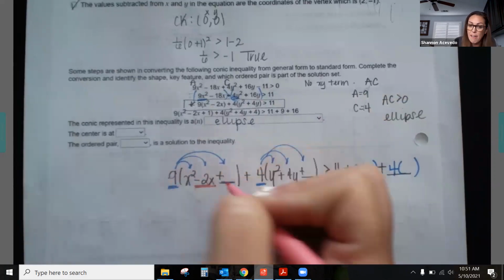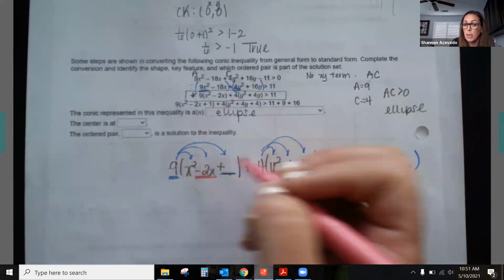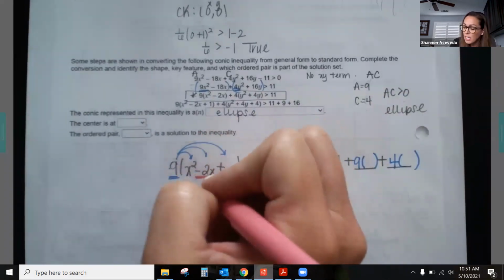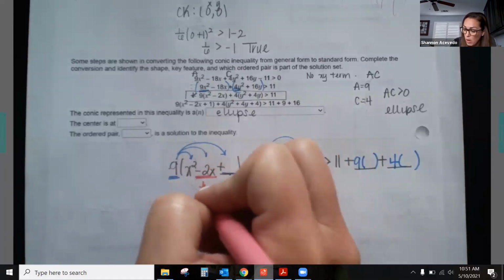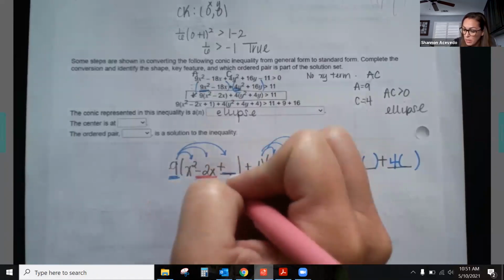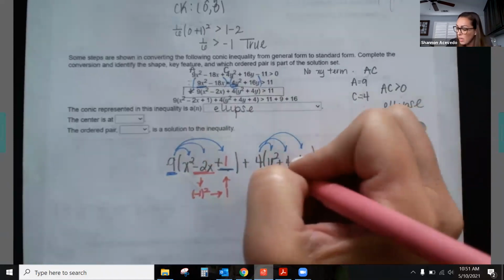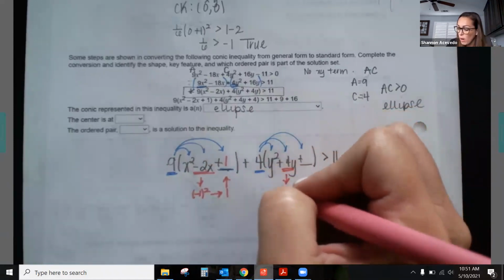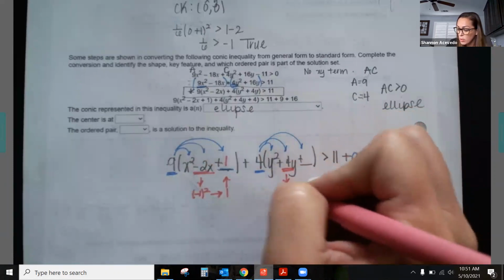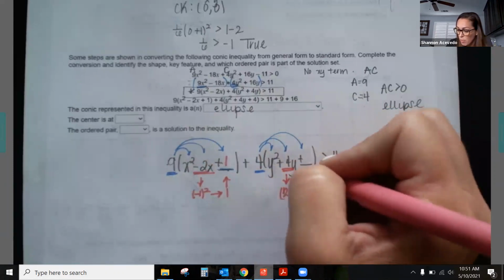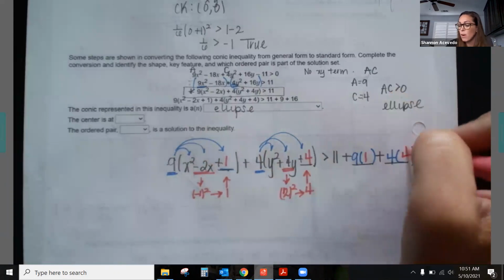So I take half of this middle number. Half of -2 is going to be -1. -1 squared is 1, so my 1 is going to go on my line. I look here. This is a 4. Half of 4 is 2. 2 squared is 4, so on my line here is 4.